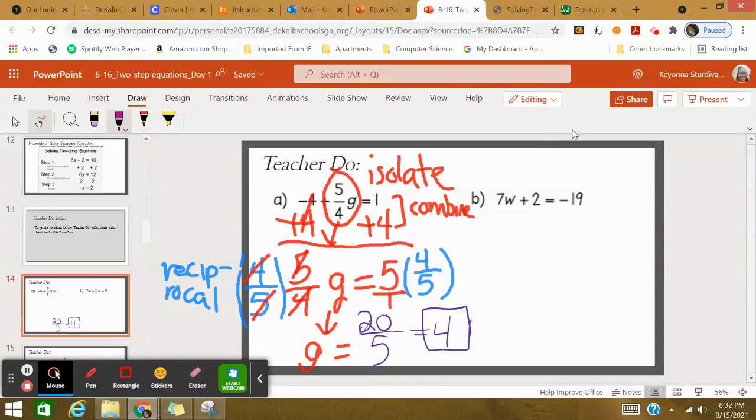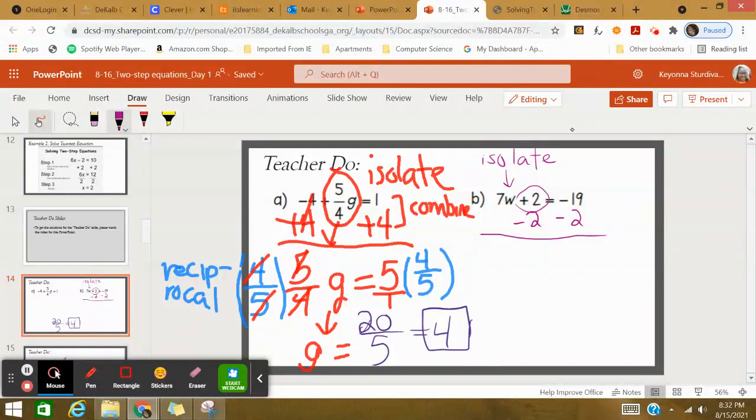7W plus 2 is equal to negative 19. Again, this is the piece that I want to isolate. This is the piece that has the variable. So in order to undo this positive 2 here, I need to take the inverse, which is going to give me subtraction. So I'm going to subtract 2 on both sides. And anytime you see a fraction like this, you're going to take the reciprocal. Okay. So the first step is to get the variable on one side by itself.